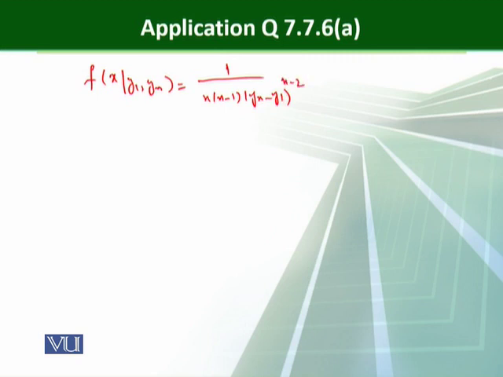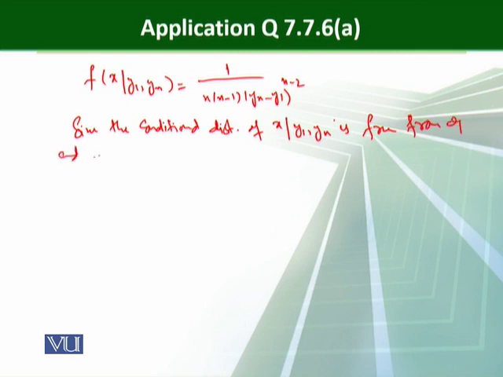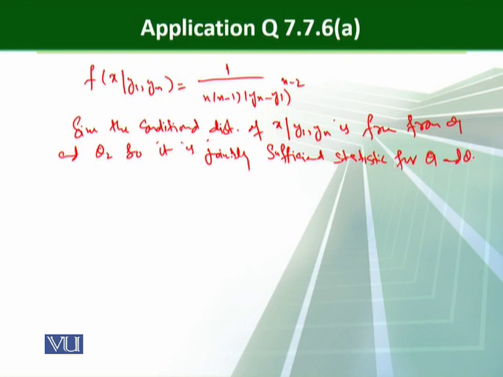So once again we can see that the conditional distribution is free from theta 1 and theta 2, since the conditional distribution of x given y1, yn is free from theta 1 and theta 2, so we can say that it is a jointly sufficient statistic for theta 1 and theta 2.